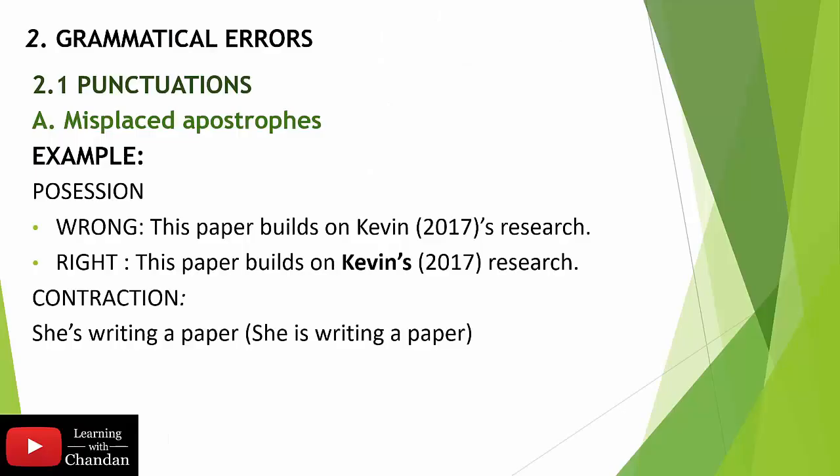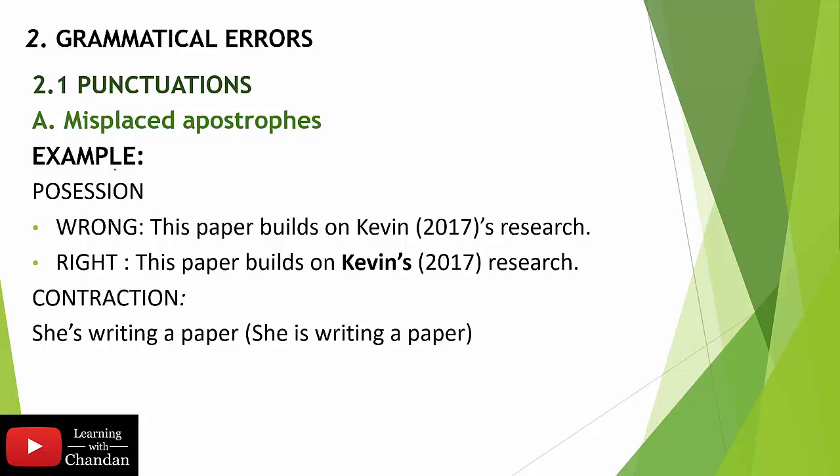The second part of generic contents is the grammatical errors. Under this, first we have the punctuation marks. Under this, the most important punctuation mark is the apostrophe. We should be very careful while placing them.